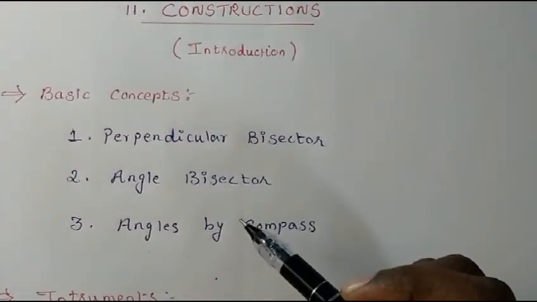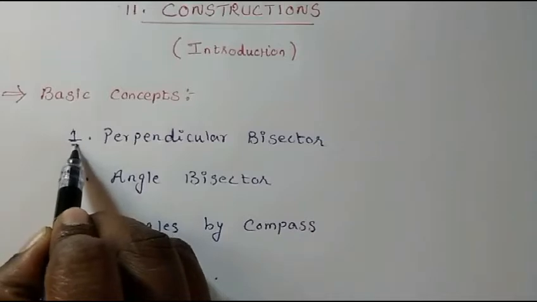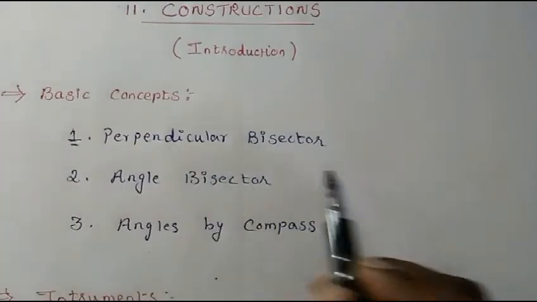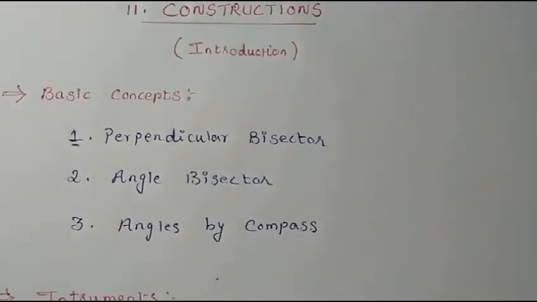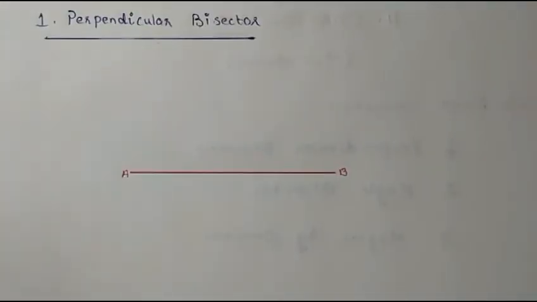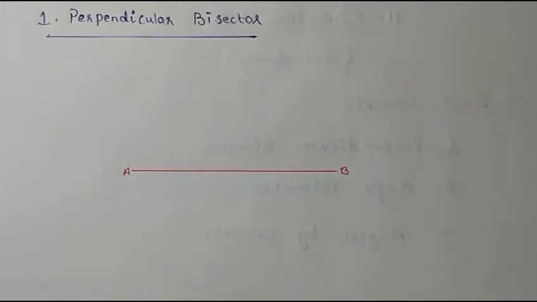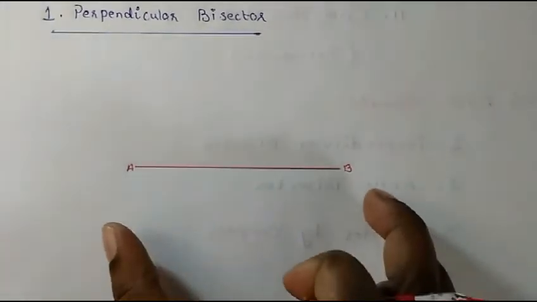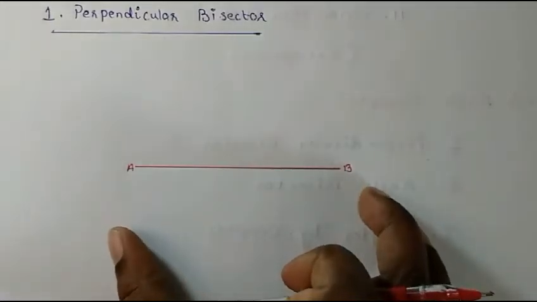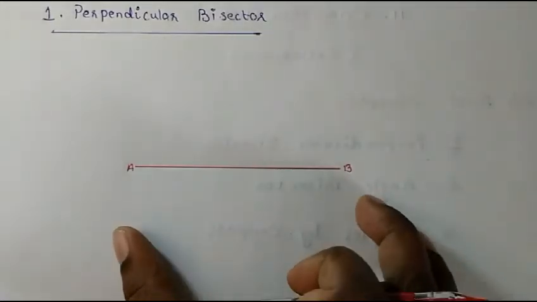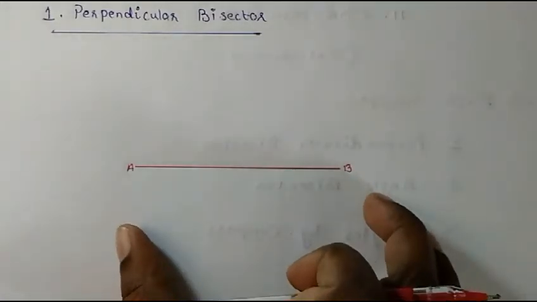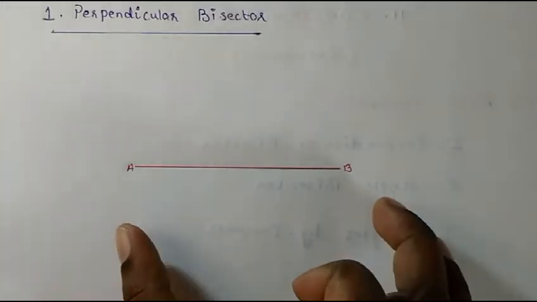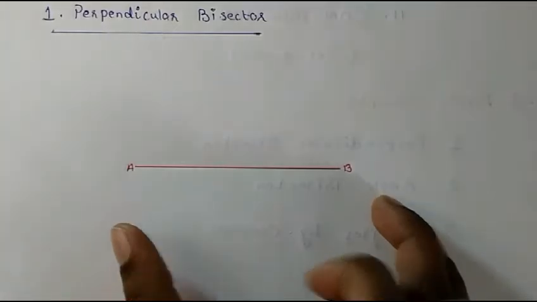So kindly learn properly. First we will learn how to construct a perpendicular bisector. How do we draw it? When any line is given to you, for example, here a line is there. I don't know how many centimeters it has. Just a line AB. We have to divide this line equally into half. So how to do it?